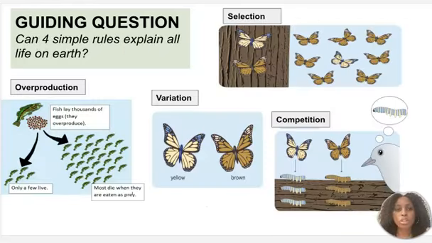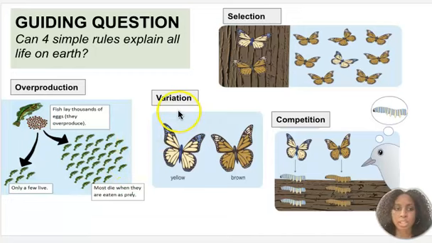So there are 4 simple rules that explain all life on Earth. One of them is overproduction. Some organisms do really well at producing a lot of offspring, like fish. They overproduce many eggs because every fish that hatches doesn't always live to adulthood. So most die when they're born, when they're eaten by prey, or because of the rough conditions of the ocean.